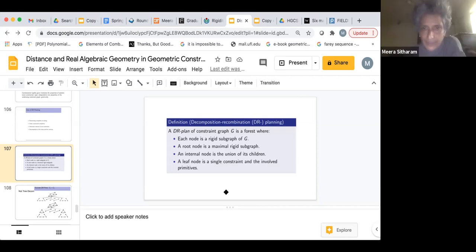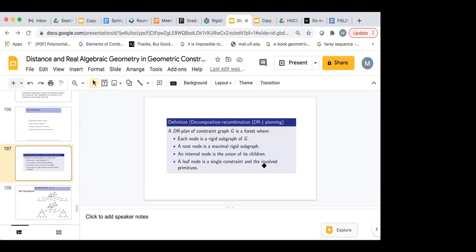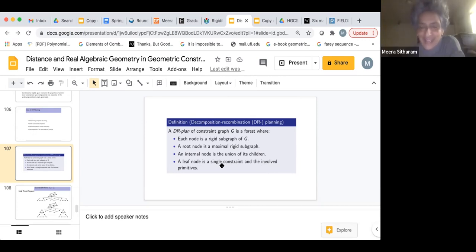Where are the involved primitives? Oh, the involved primitives are the vertices, like the coordinates of the vertices in the plane. No, sorry. Yeah, I should have changed the slide.